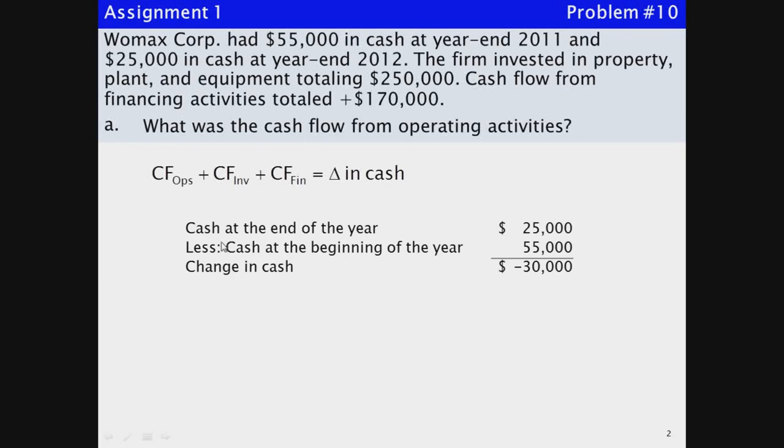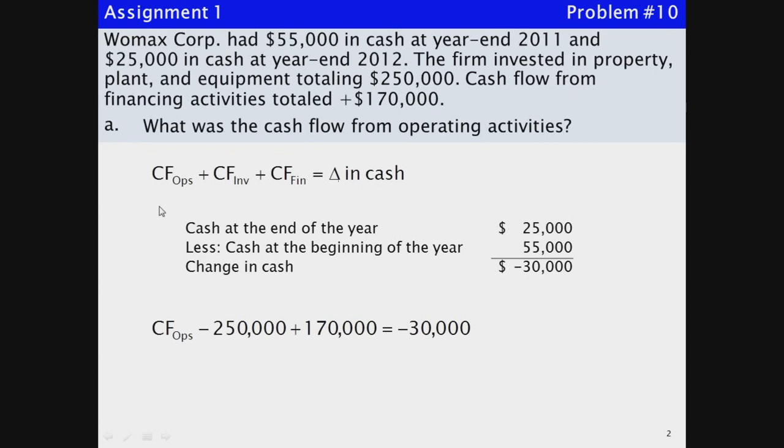Okay, now we have to determine the change in cash, which is very simple. We started with $55,000 at the beginning of the year, and we had $25,000 at the end of the year. So we had a $30,000 reduction in cash, right? So we're going to put a minus $30,000 in for the right-hand side of this.